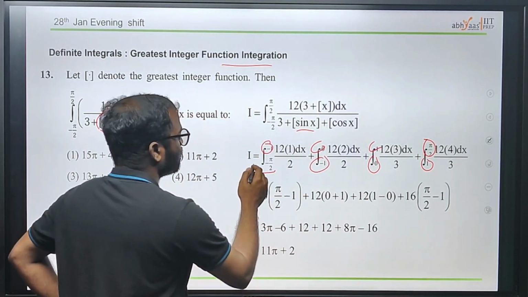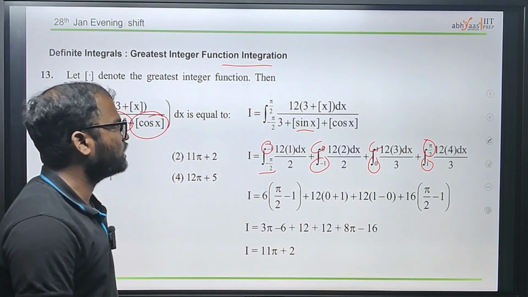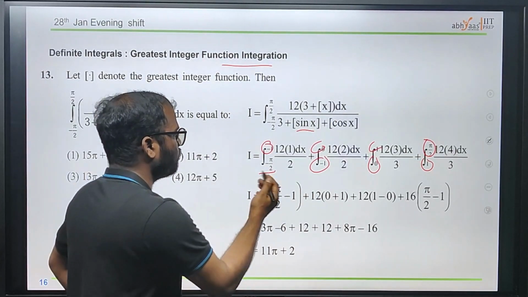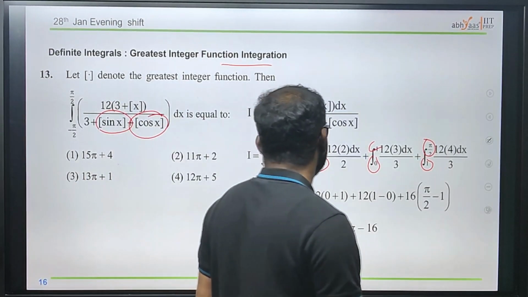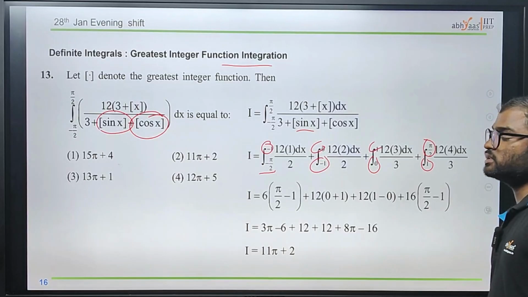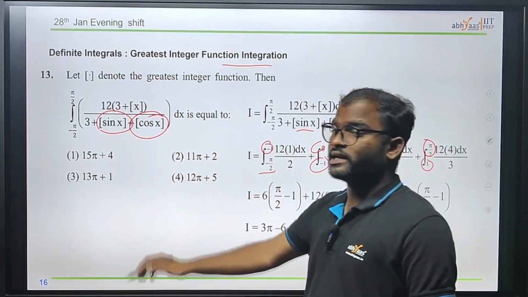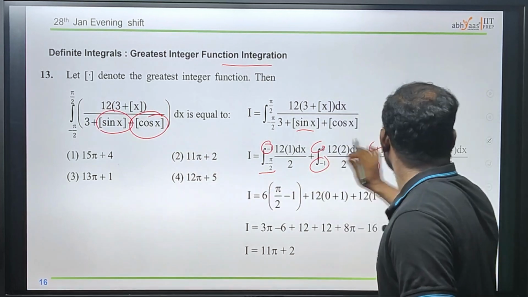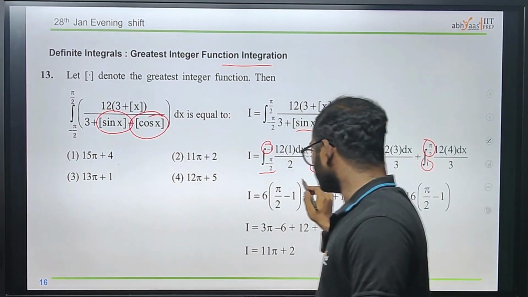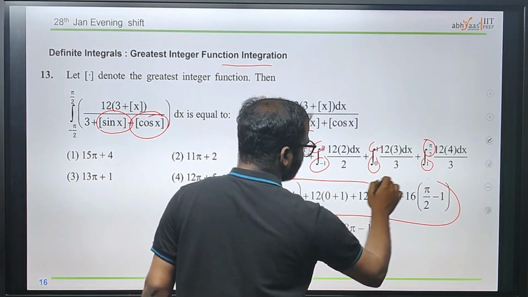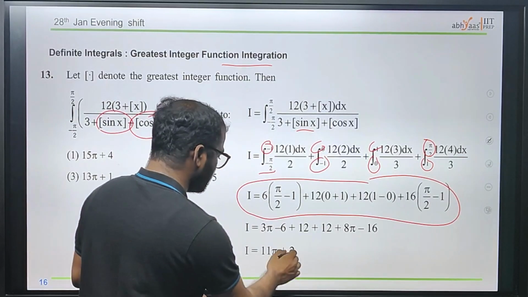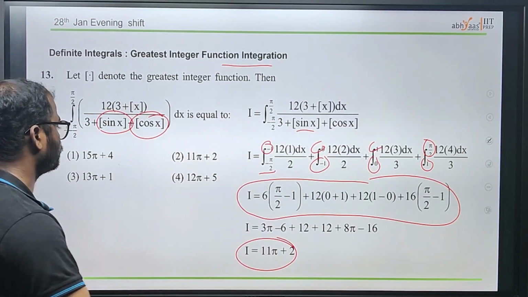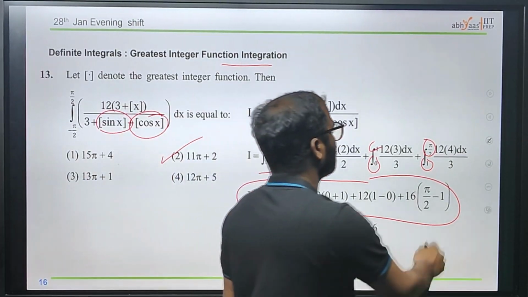After that, if you substitute those values in between, we will get either minus 1, 0, or 1. These are the situations for the greatest integer of sin x and cos x. Similarly, substituting all these values and limits, we get the answer I equal to 11 pi plus 2. So the second option is the correct answer.